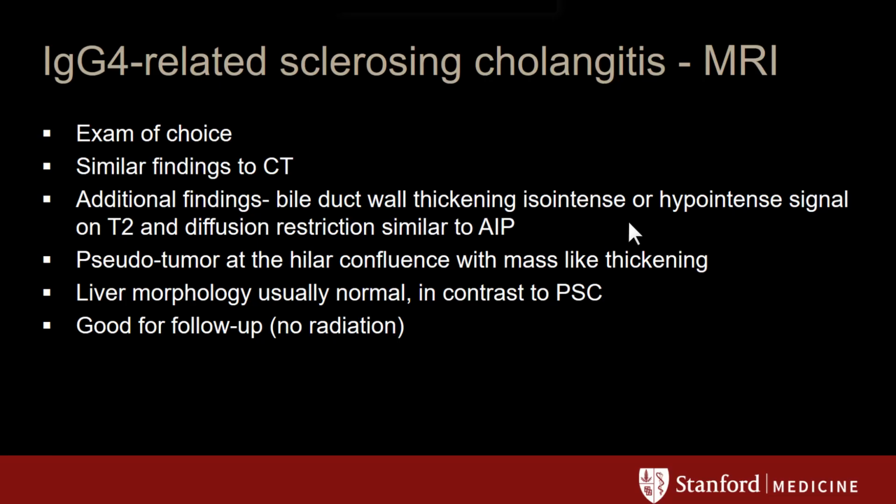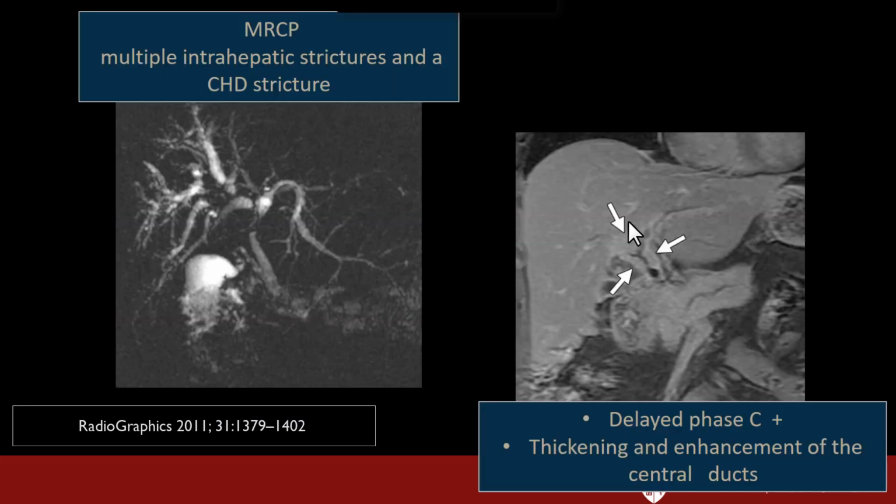We'll talk about MRI now. Here's a stricture at the common hepatic duct with biliary dilation on the MRCP, and then this delayed phase contrast enhanced study shows severe thickening of the ducts, but the duct remains patent. There's also some delayed enhancement here at the confluence.